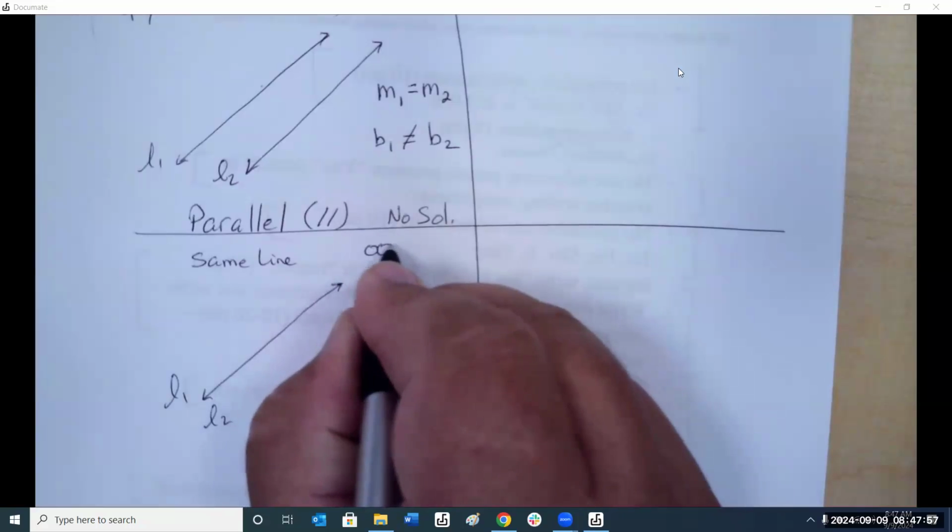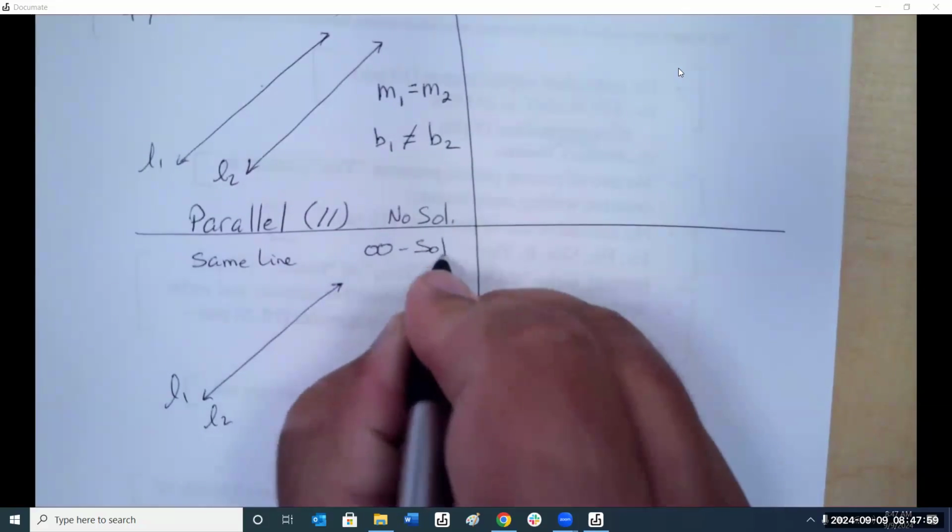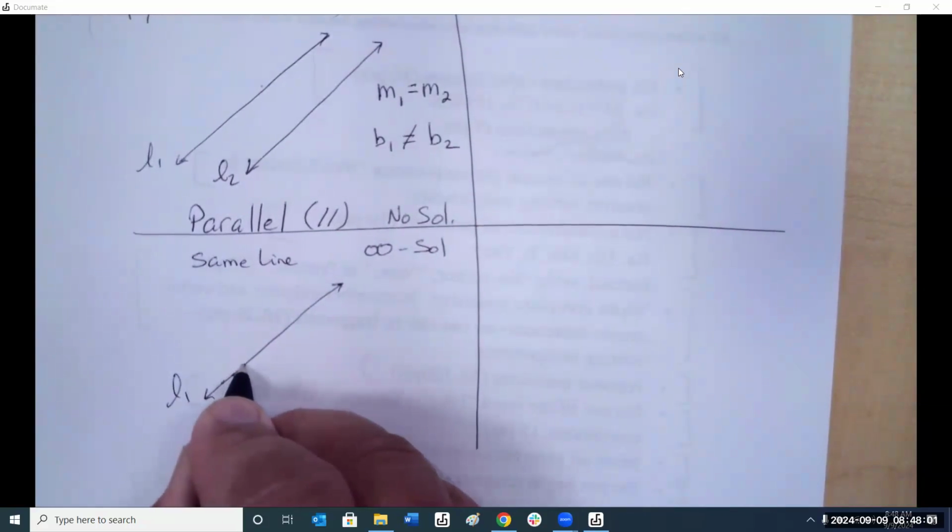How many solutions does it have? Infinite number of solutions because each point is a solution. It's always going to be the same. So no, because remember, solution is where they intersect. Since they're the same line, every point intersects. That's why I have infinite number of solutions.